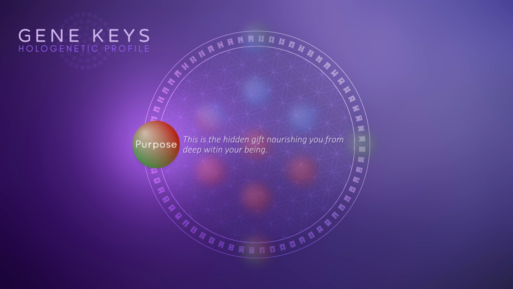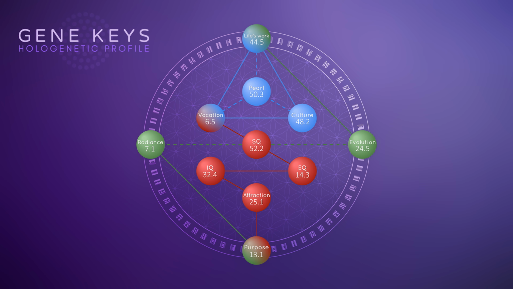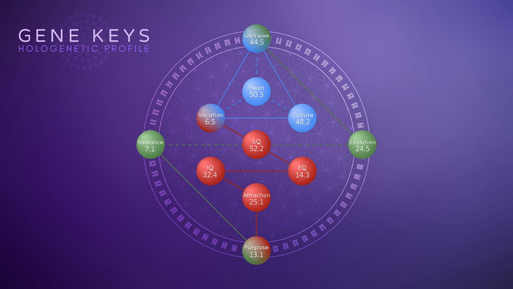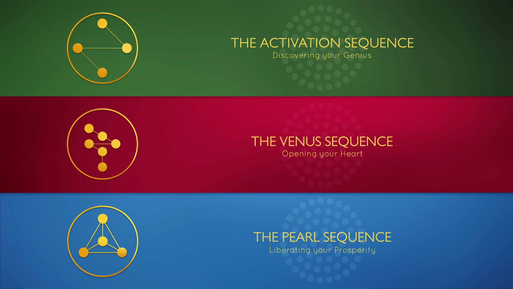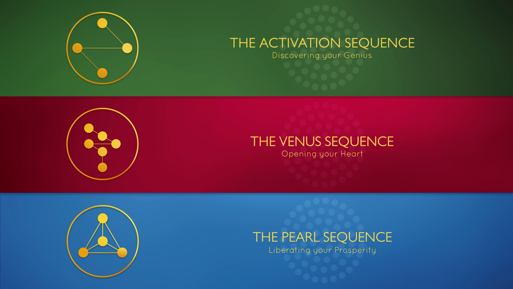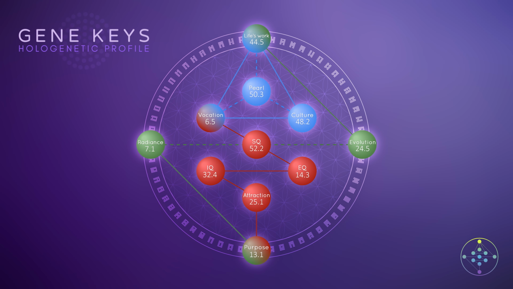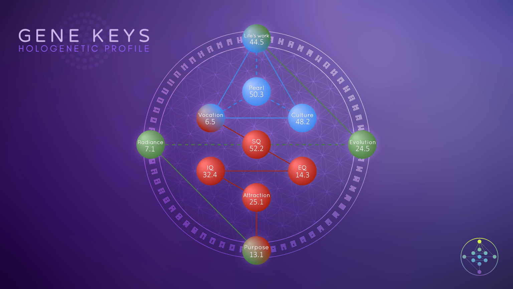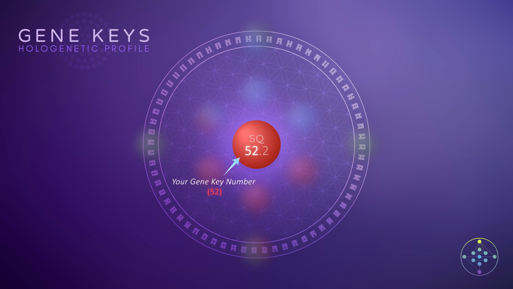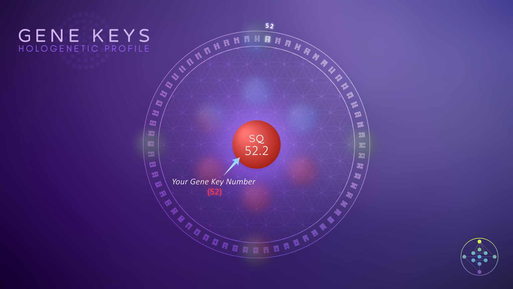Whereas, if you look at the bottom, the sphere of purpose, this is the hidden gift nourishing you from deep within your being. Now, every sphere is a step along a pathway we call the golden path, woven together by these different pathways of transformation and discovery. So inside each sphere of your profile, you'll see a number. That number is always between 1 and 64.